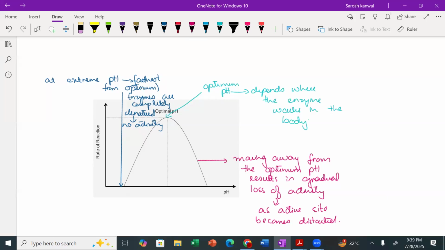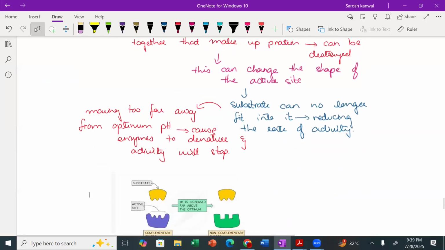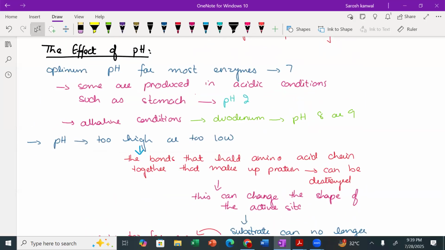Now the optimum pH depends on where the enzyme works in the body. As we have just studied, for enzymes that are present in the stomach, the pH is 2, right? So that is the optimum pH for the enzymes that are present in the stomach, while the enzymes that work in the duodenum, their optimum pH is pH 8 or 9. Is that clear?